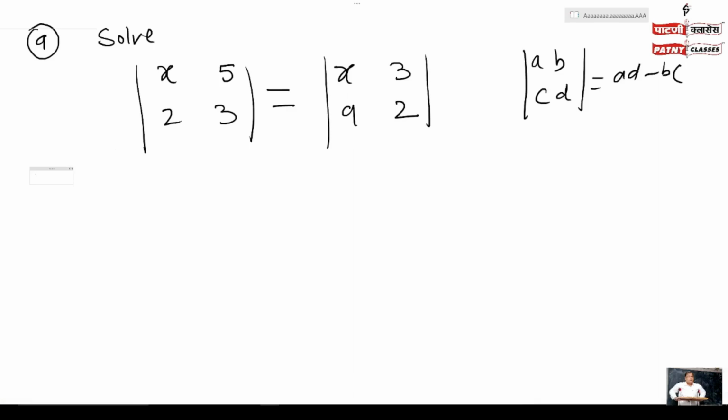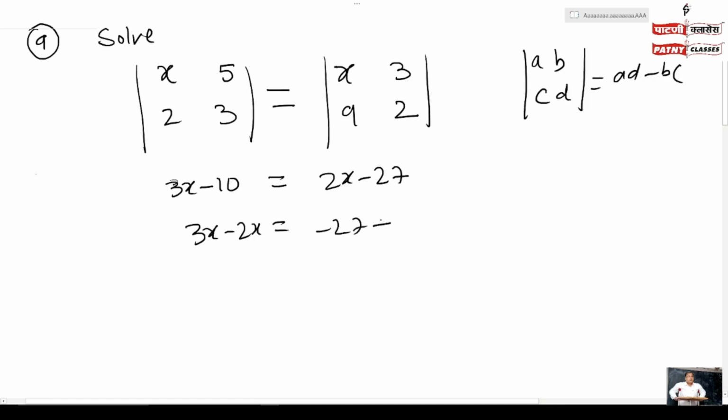Solve the determinant x, 5, 2, 3 equals the determinant x, 3, 9, 2. Okay, on the left side applying the formula AD minus BC, I get 3x minus 10, and on the right side AD minus BC gives 2x minus 27. Now it is a linear equation. Solving it, x equals minus 17. This is the required answer.